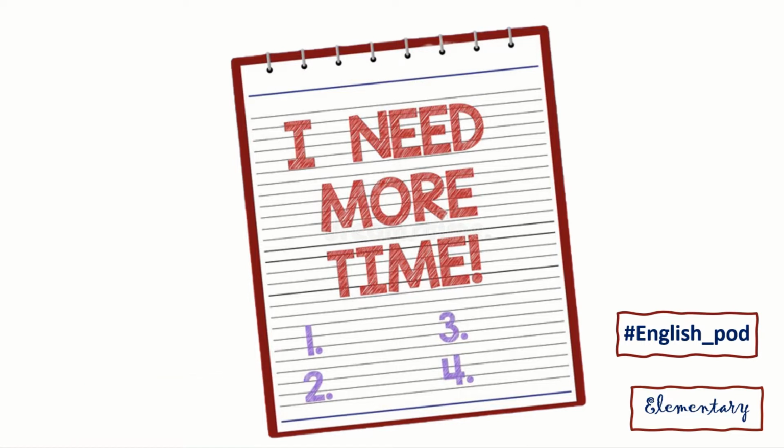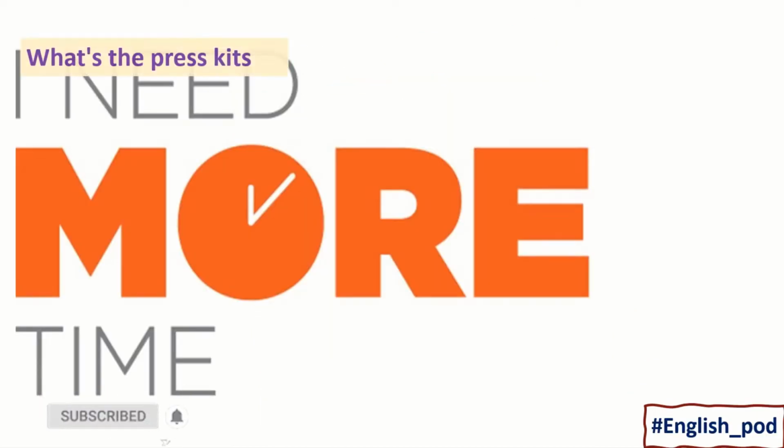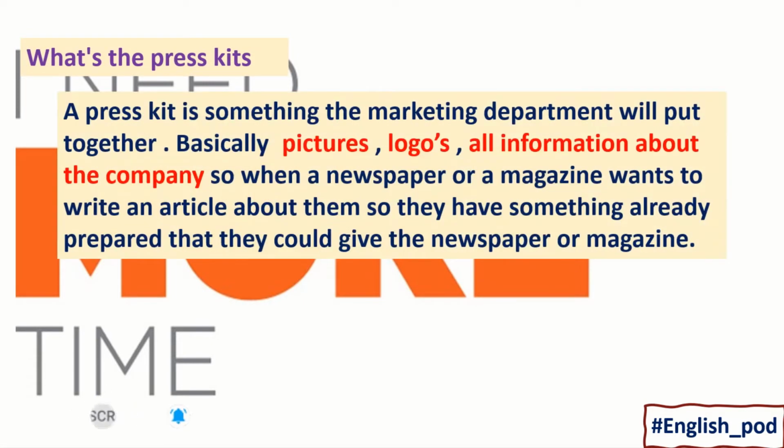So today in our dialogue, Casey needs more time to put together a press kit. What's a press kit? Good question. A press kit is something the marketing department will put together. Basically pictures, logos, information about the company. So when a newspaper or a magazine wants to write an article about them, they have something already prepared that they could give the newspaper or magazine.